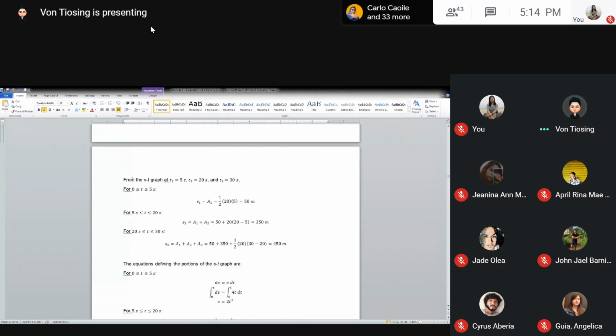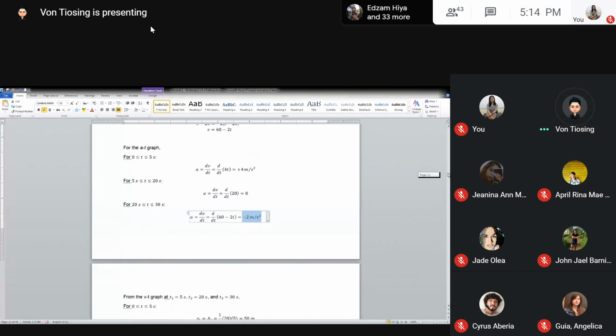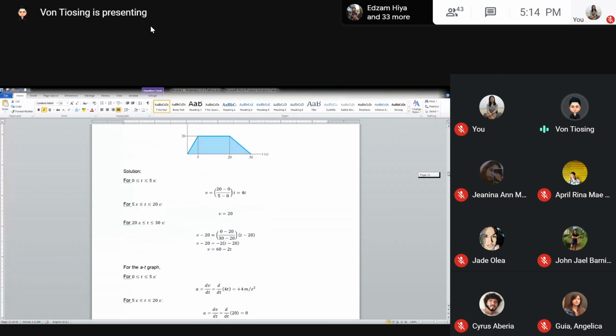Next, for the velocity-time graph, let's say t1 is 5 seconds, t2 is 20 seconds, and t3 equals 30 seconds. So what we're going to do here is, let's go back first. Okay, here.